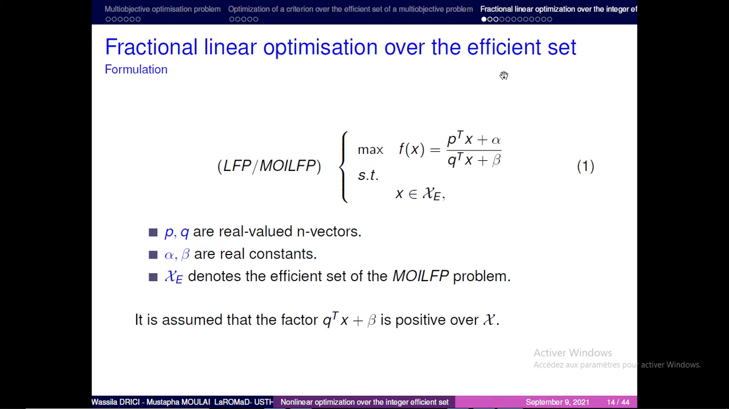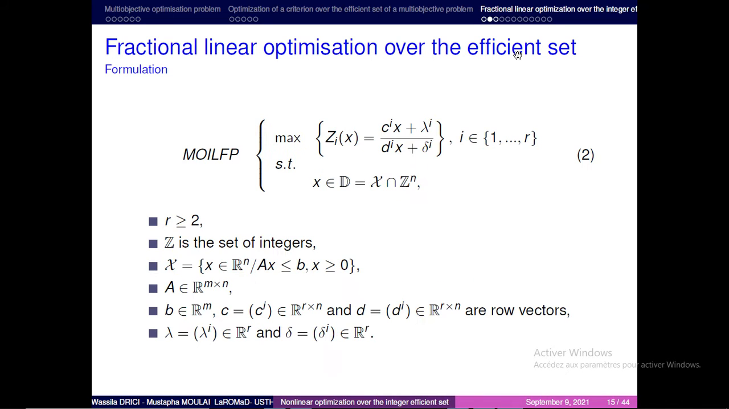In this context, we present an exact new method which maximizes a linear fractional function over the efficient set of a linear multi-objective integer fractional problem, avoiding systematic passage through the whole set of efficient solutions. The problem can be formulated as follows: maximizing a fractional function f, where x belongs to the set of efficient solutions of the MOILFP problem, which consists in maximizing on the set X of realizable integer solutions R linear fractional functions.